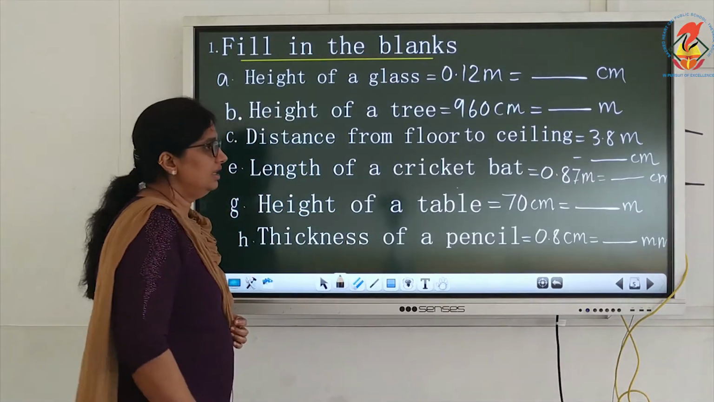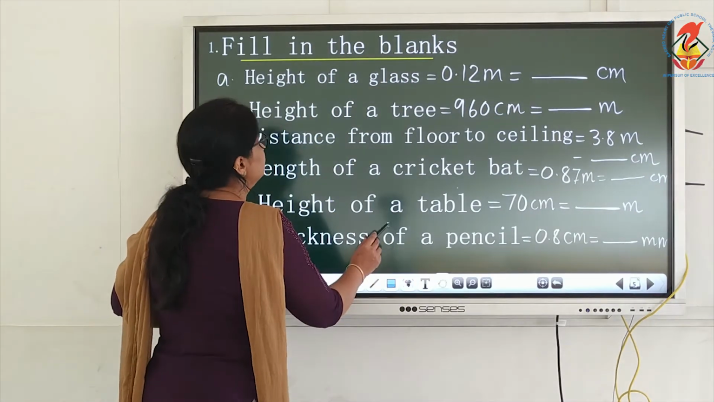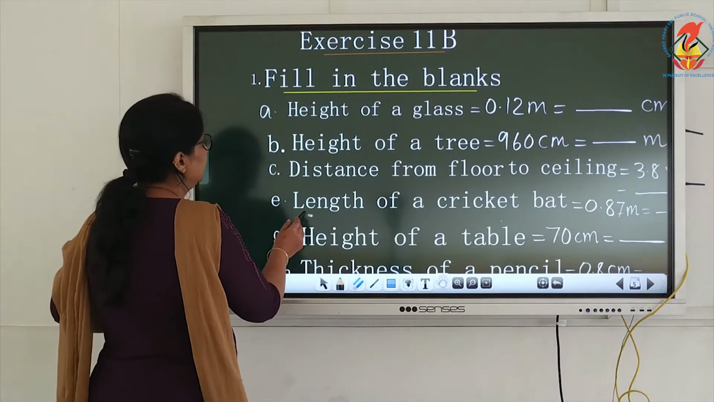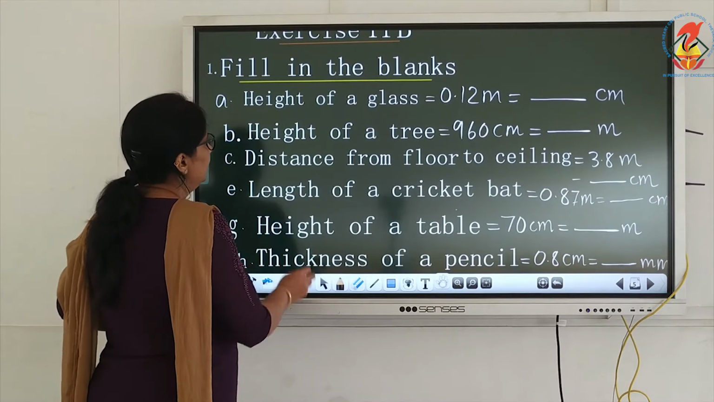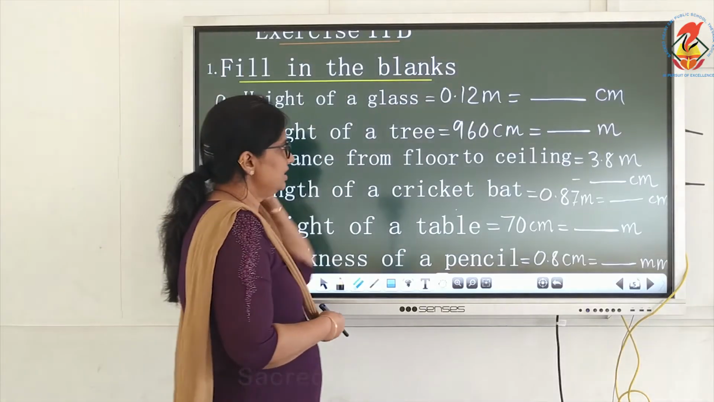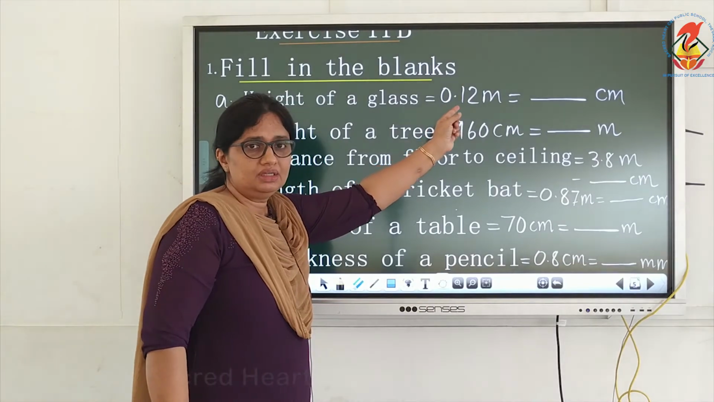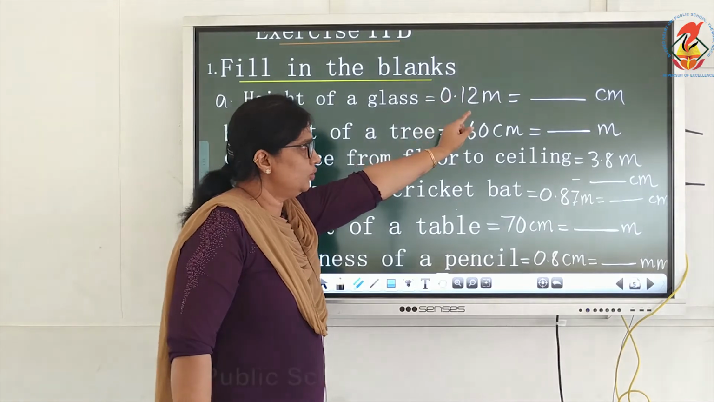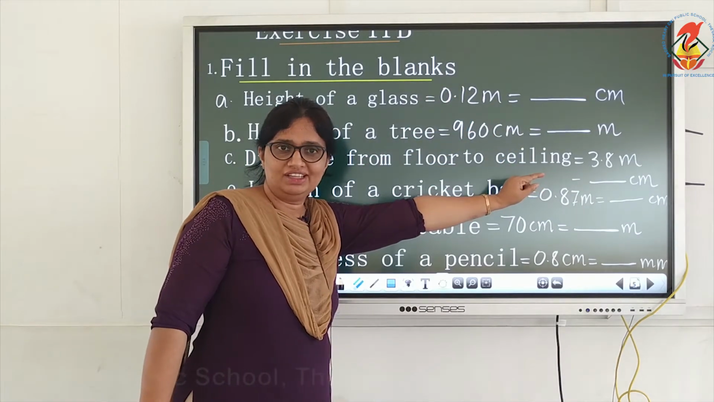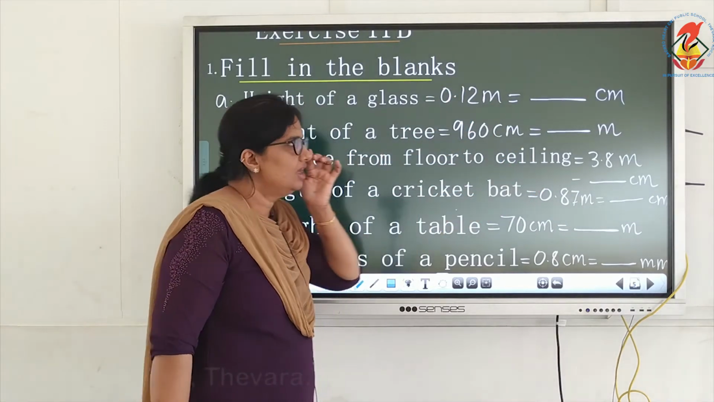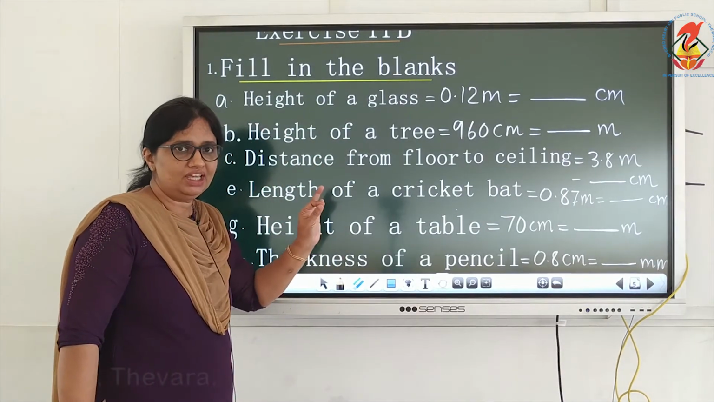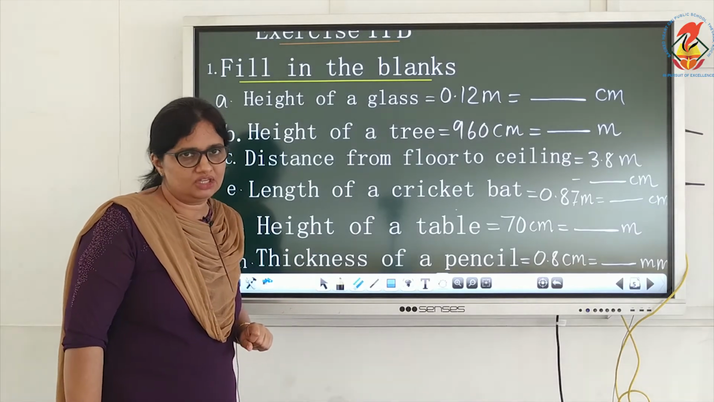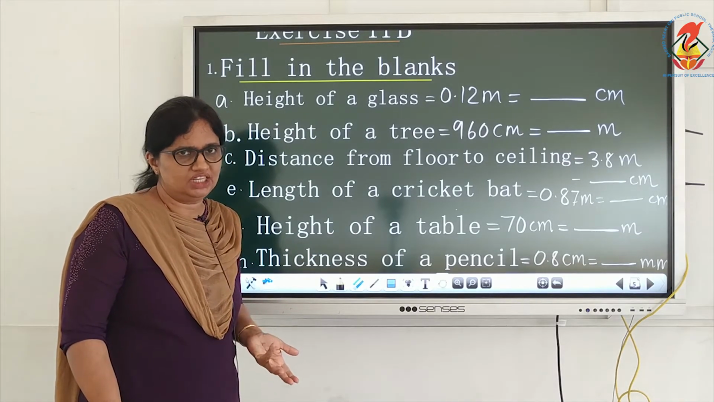And I will give you some exercise problems, that is exercise 11b, fill in the blanks. First one is height of a glass. Height is given in which unit only? Meter only, right? We need to convert that height into what? Centimeter. Is it clear? Height is in meter only, and we need to convert them into which unit only? Centimeter only.